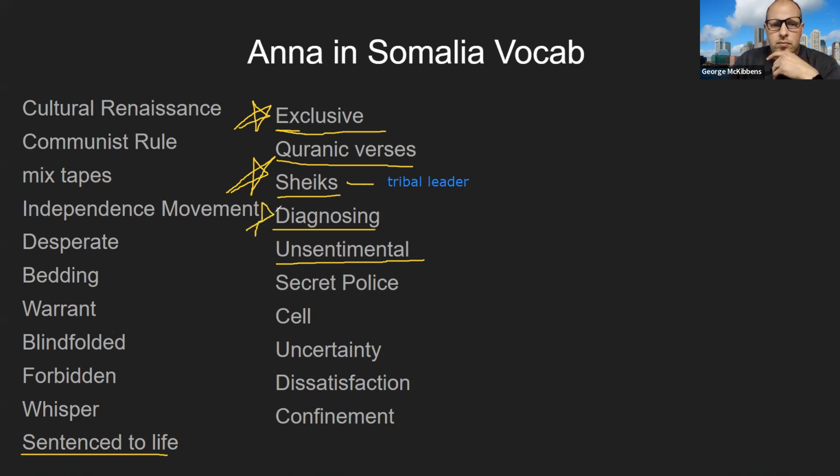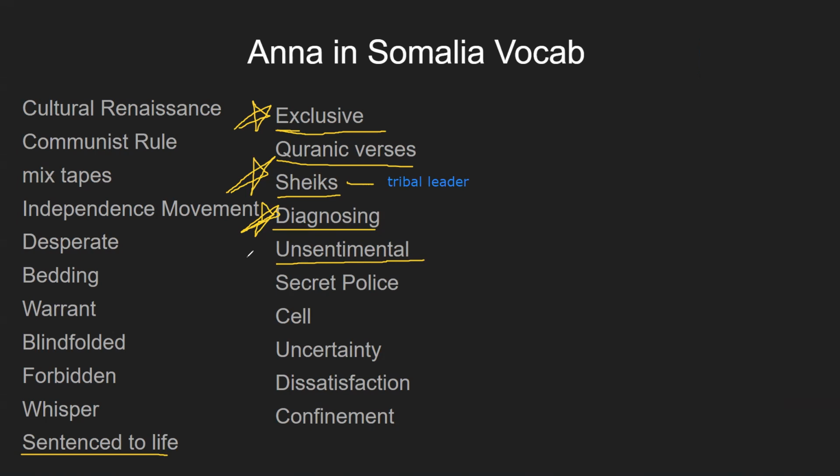Diagnosing. When you have something, the doctor says you have this. It's like a result about sickness. Yeah. To diagnose is to determine the condition of the patient. Exactly. So the doctor was diagnosing Muhammad through the wall.